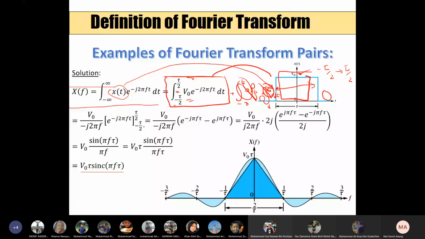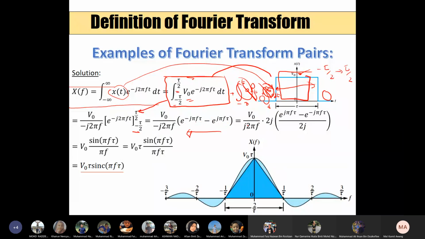From here you do the integration, which you get V naught over minus j 2 pi f, e to the minus j 2 pi f t from minus tau over 2 to tau over 2. So you substitute minus tau over 2 and tau over 2 into the equation, so you get V naught over minus j 2 pi f times e to the minus j pi f tau minus e to the power of j pi f tau.